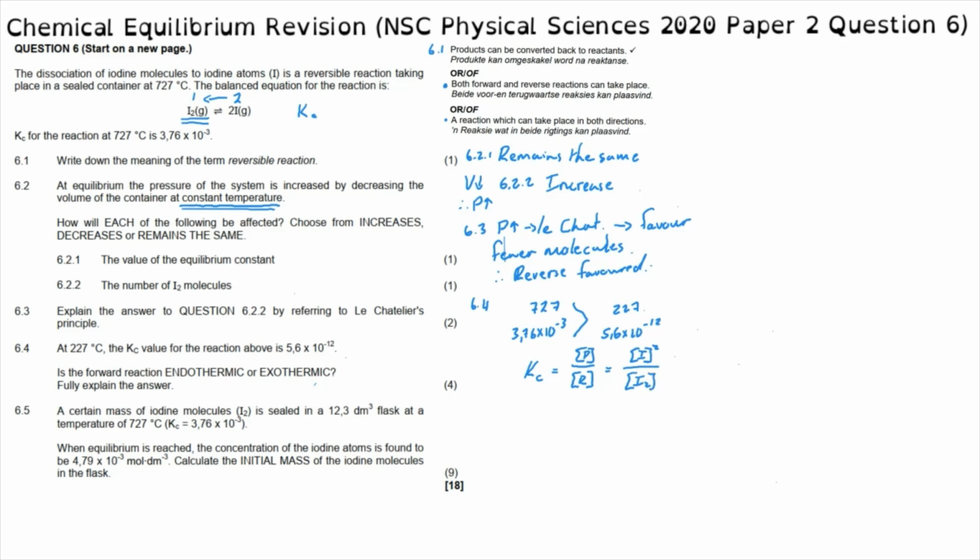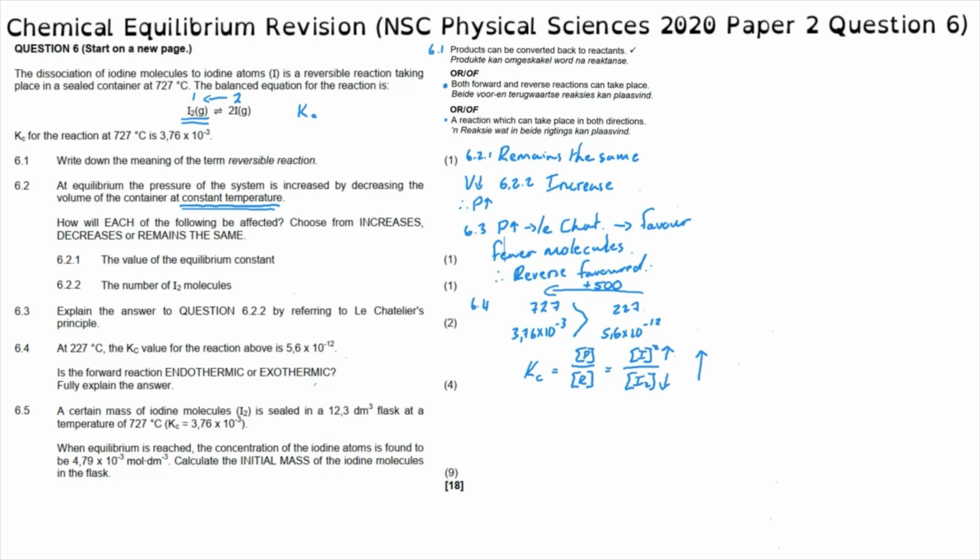And so what we need to see is that by Kc increasing, I'm going to look at it from the 227 to the 727. What we have done here is we've increased the temperature by 500 degrees Celsius. An increase in Kc, in that increase in temperature from 10 to the minus 12 to 10 to the minus 3, implies that the concentration of iodine atoms has increased while the concentration of iodine molecules has decreased. Because this fraction has gotten bigger, it means that the numerator has increased and the denominator has decreased.